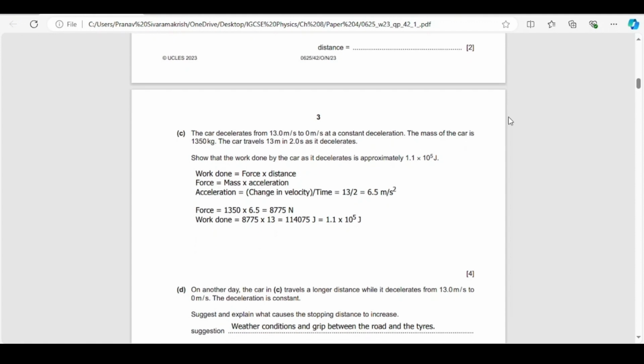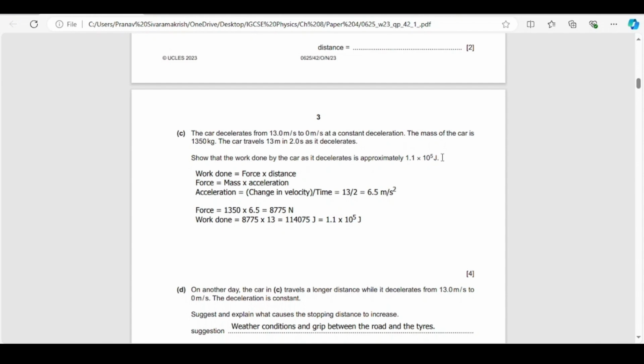So if we look at question C then, we've got a car, it decelerates from 13 meters per second to 0 meters per second at a constant deceleration. The mass of the car is 1,350 kilograms. The car travels 13 meters in 2 seconds as it decelerates. So show that the work done by the car as it decelerates is approximately 1.1 times 10 to the power 5 joules.